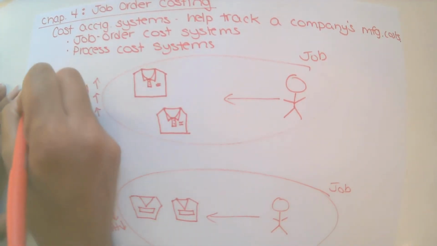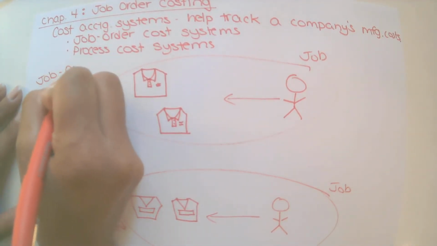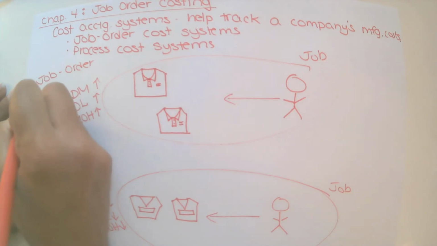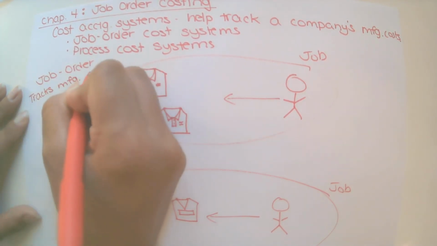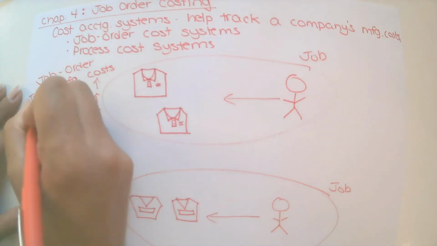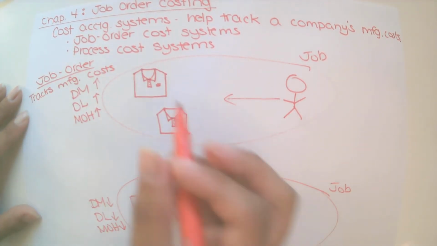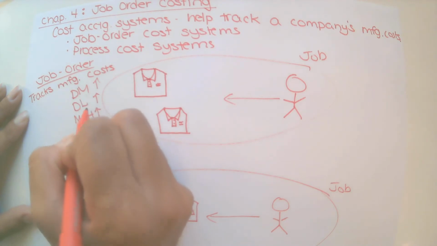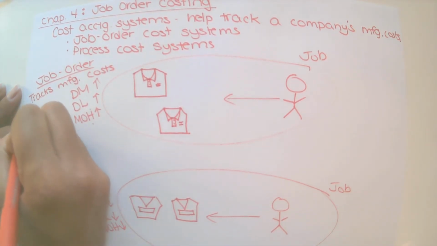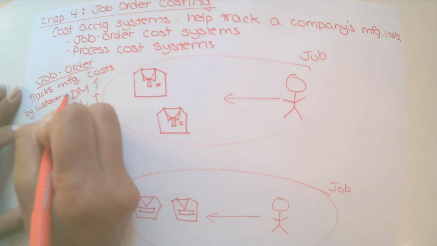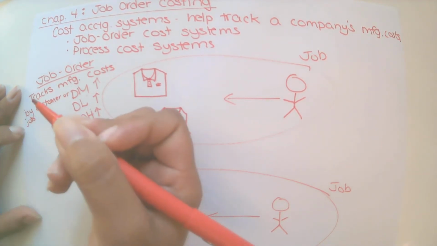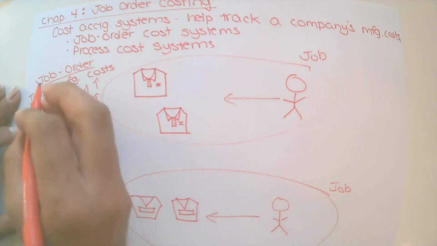Okay, let me just keep the notes right here. All right, so a job order costing system tracks manufacturing costs. Again, we're just talking about manufacturing costs, not period costs. So a job order system tracks manufacturing costs, which we know are DM, DL, and MO, by customer or job, just depending on how that company operates.